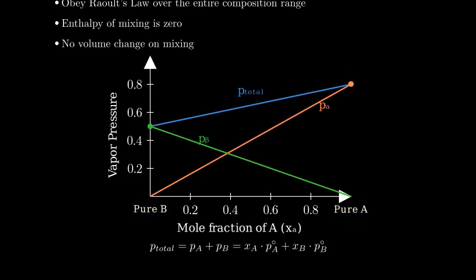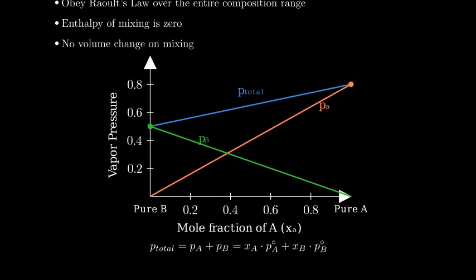When Xa equals 0, we have pure B, and the total vapor pressure equals Pb°. As Xa increases, the partial pressure of A increases linearly according to Raoult's law, while the partial pressure of B decreases linearly. When Xa equals 1, we have pure A, and the total vapor pressure equals Pa°.